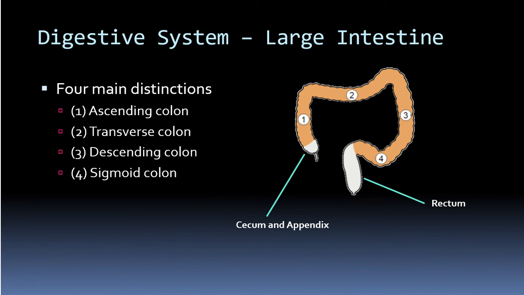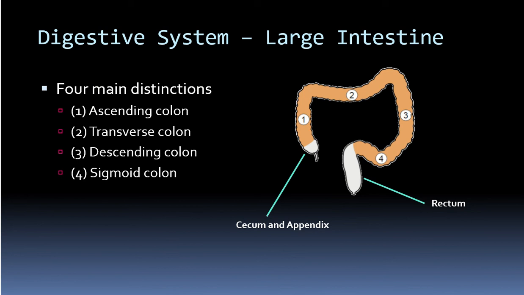Once food travels from the ileum of the small intestine into the large intestine, it will begin traveling through peristalsis. It will travel up the ascending colon, then across through the transverse colon, downward through the descending colon, and then finally through the sigmoid colon. After the sigmoid colon, what will be excreted as waste will enter through the rectum.